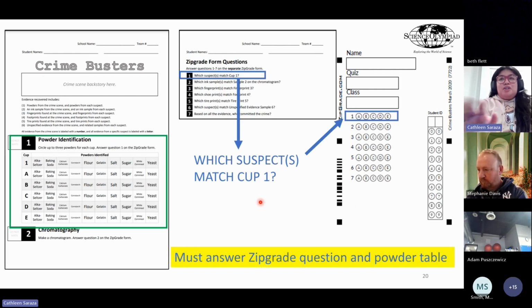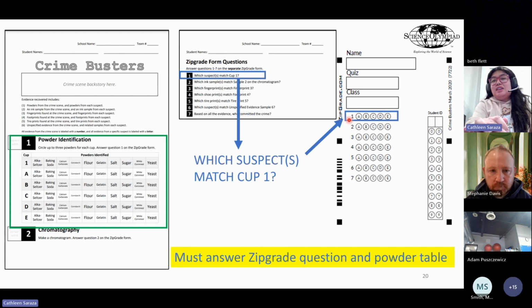To get points for this portion of the test, first your students have to fill out the identity of each powder cup on the powder table. So if we look at, let's say, cup one, they're going to circle whatever powders are in cup one. They're then going to circle the identity of the powders in cup A, and so forth. They also have to answer on the ZipGrade which suspect or suspects' cup matches cup one for the powders. So make sure that they also bubble in whoever's powder cup matches cup one.